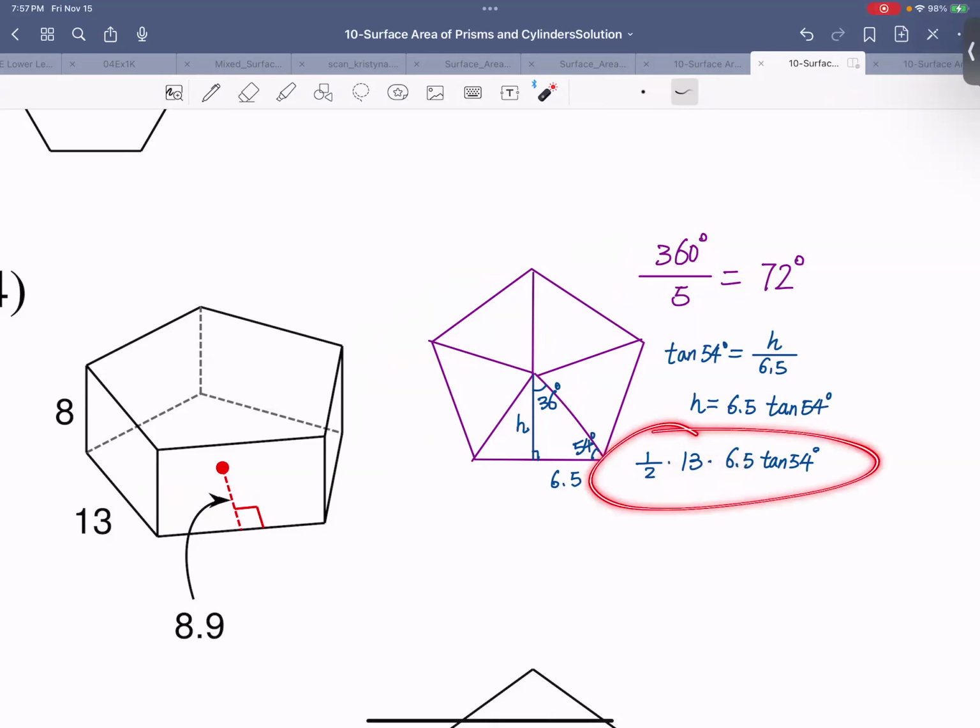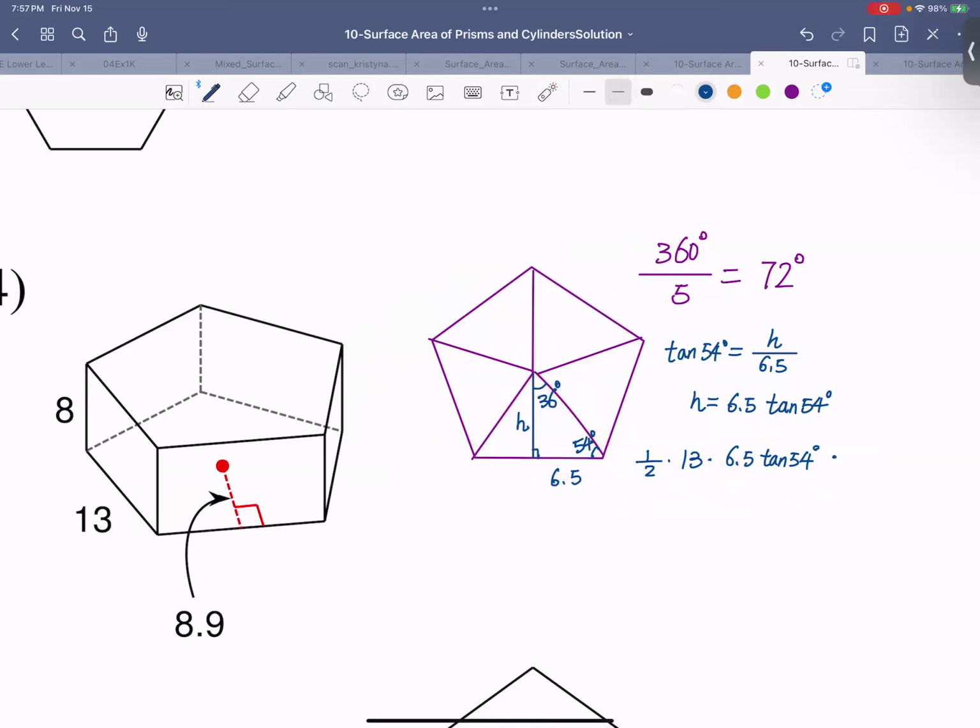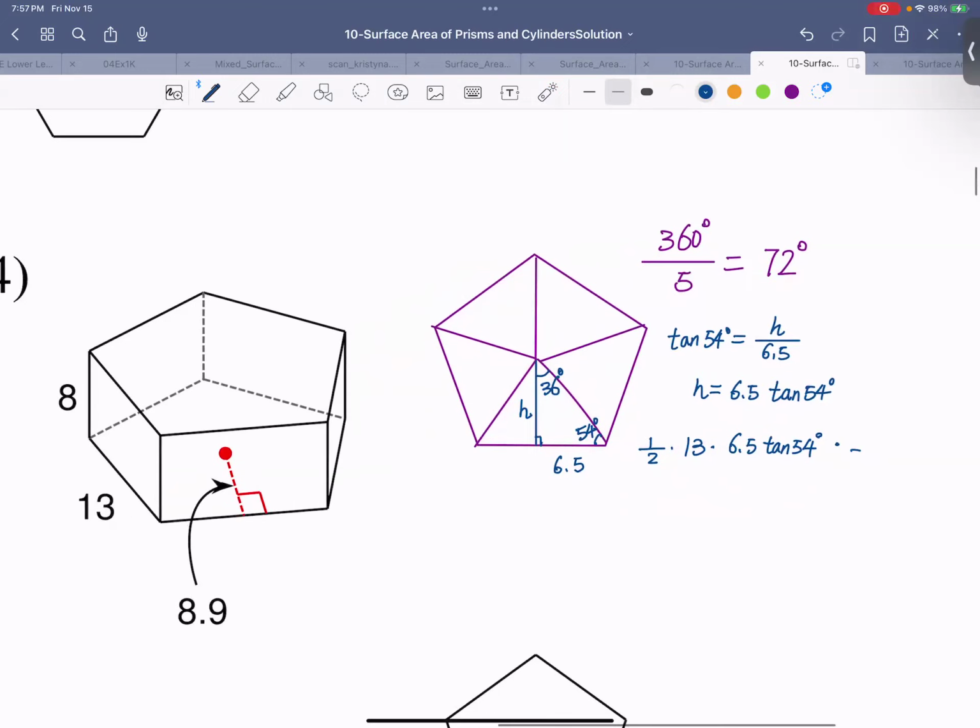This is one of the triangles. And you have how many of them? You should times by how much? 5. Times 5. And then double, right?